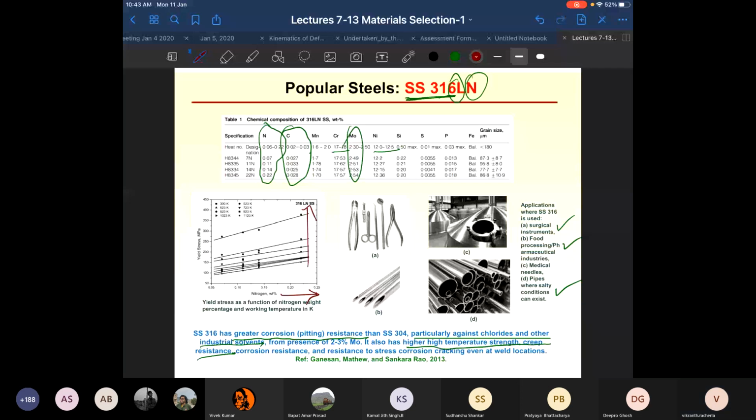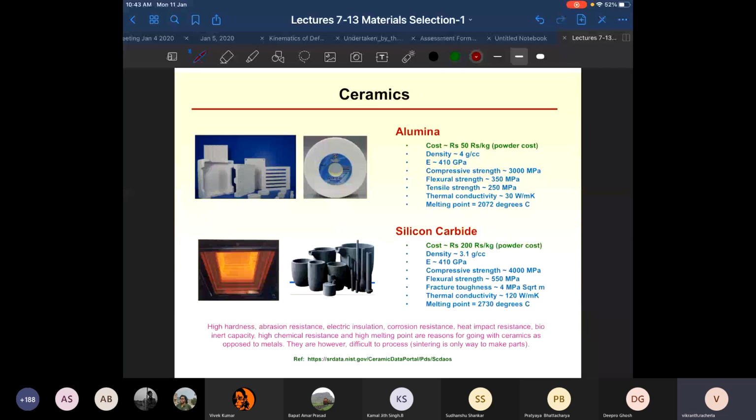Now moving on to the ceramics. Amongst the engineering ceramics, we use alumina, silicon carbide, tungsten carbide, yttria stabilized zirconia, and something else. Now alumina is by far the most widely used ceramic. Okay. Now what is the most common reason why something is most widely used?